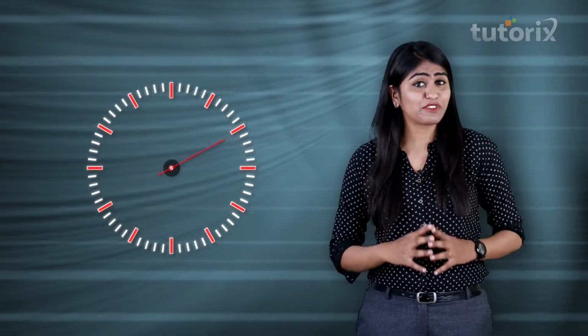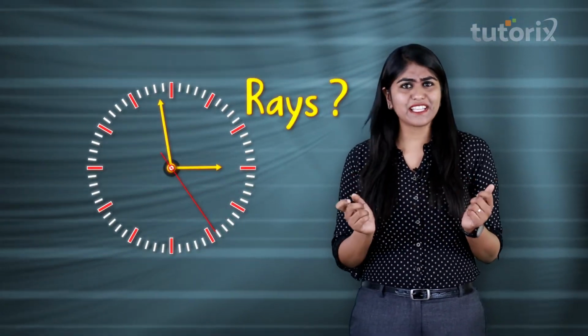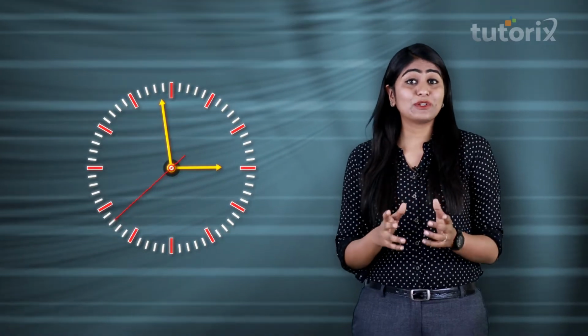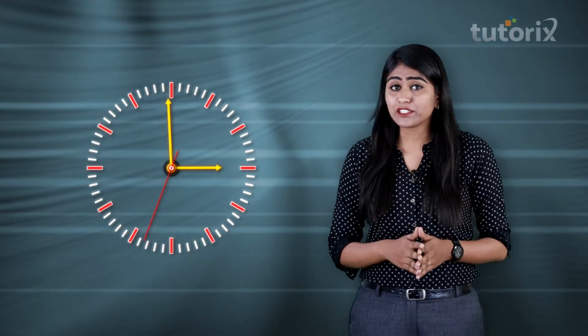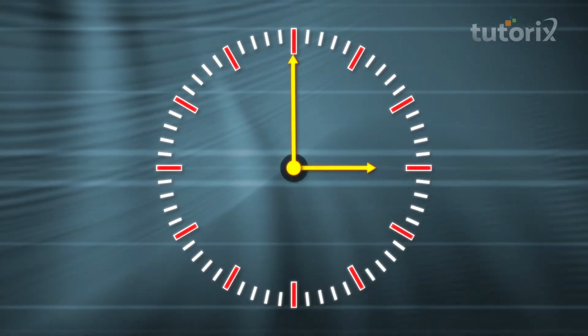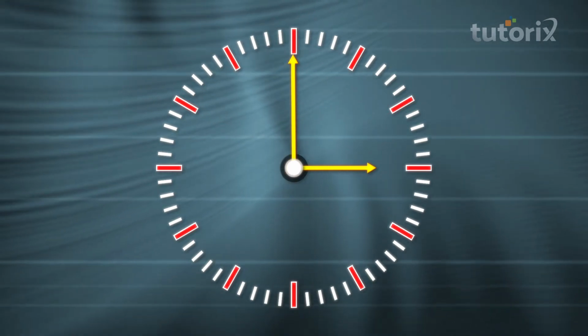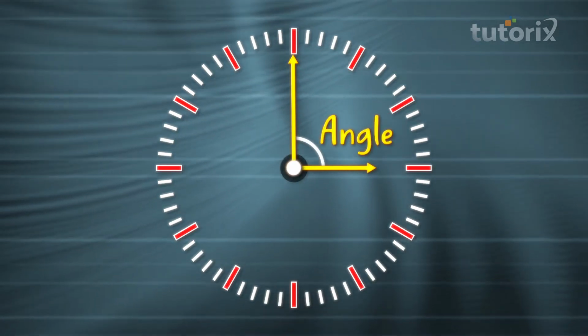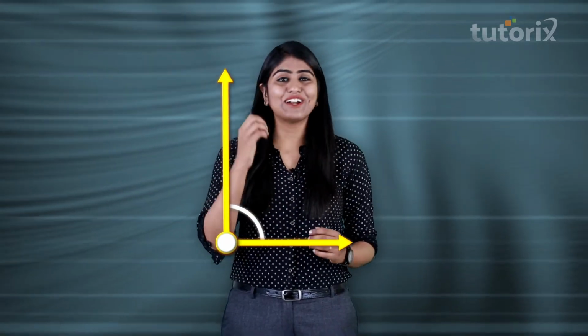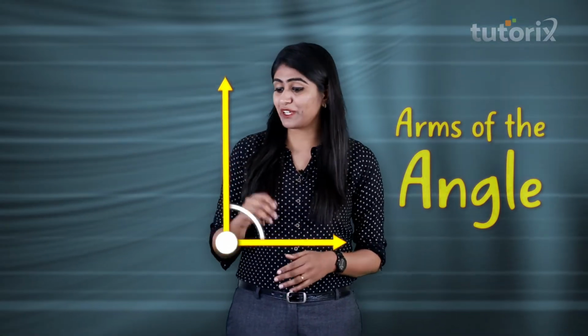What do you think the hands of a clock are? Are they lines, rays or line segments? Although they look like rays, they are line segments because they have a fixed length. Now, if you observe carefully, you can see that the two hands of the clock are at different positions at different points of time. Now, let's assume the two hands represent two rays meeting at a point. When two rays have a common endpoint, they form an angle. The two rays are called the arms of the angle and the common endpoint is called the vertex of the angle.